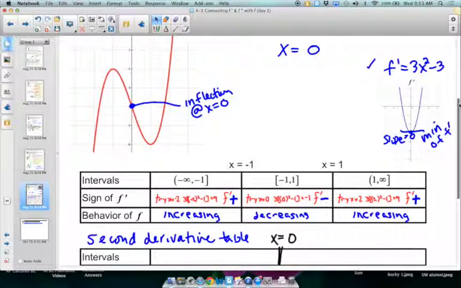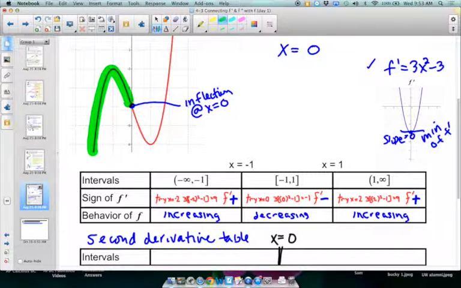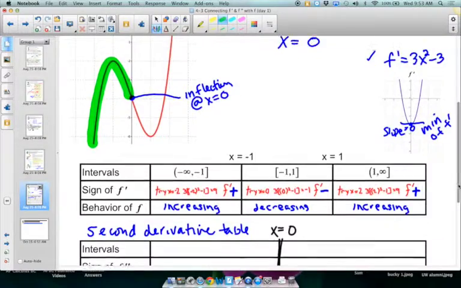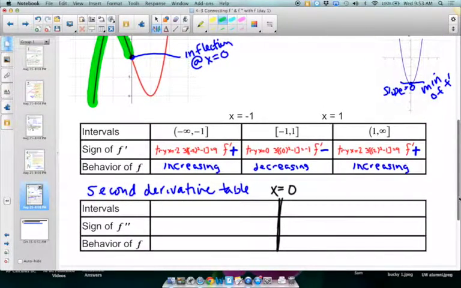Concave down, right? We've got a frown here, starting from, get my highlighter back out again, starting from here, going to here, we definitely have a frown. Okay? So let's take a look at that location. We can use interval notation, we can use an inequality. So I'm going to use an inequality, x is less than or equal to 0.